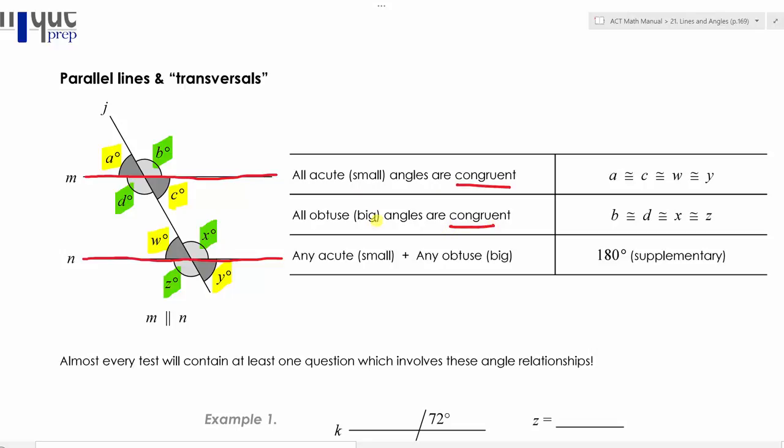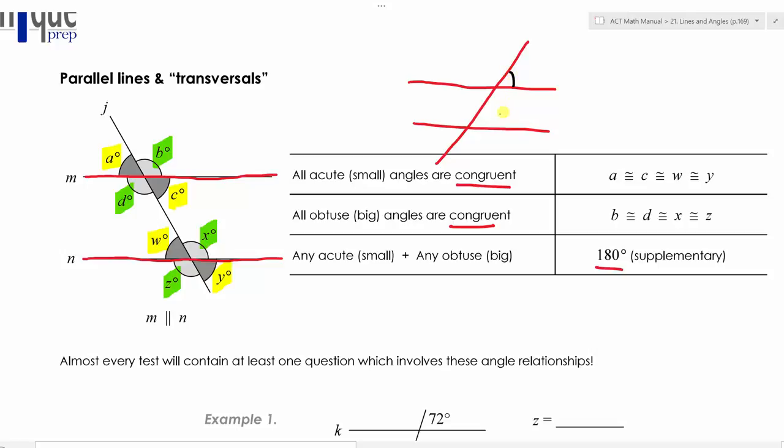And then if you take any green plus any yellow, any big plus any small, and you add them together, you will get 180 degrees. They will be supplementary. So as long as you remember that, and as long as the figure is drawn in such a way that you can see which angles are big and small, you should know right away which angles are equal.